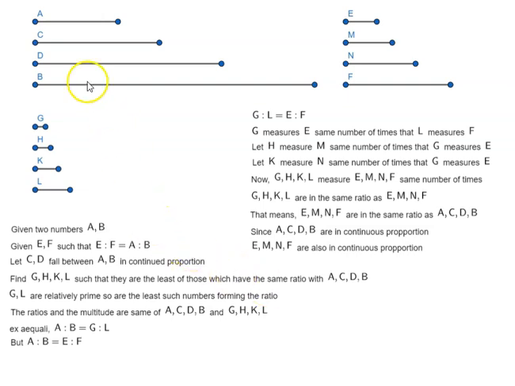So, what we have done: given two numbers A and B and E and F such that A is to B equals E is to F, we have found some numbers between A and B such that A, C, D, B are in continued proportion. And we have arrived at the fact that between E and F also there are two numbers in continued proportion. So that is proposition number 8 of book 8 of Euclid's Elements.